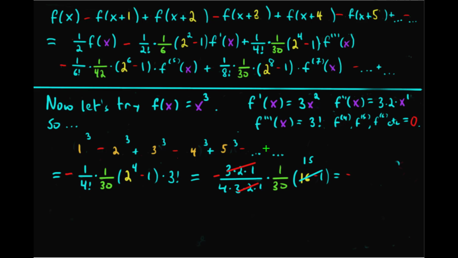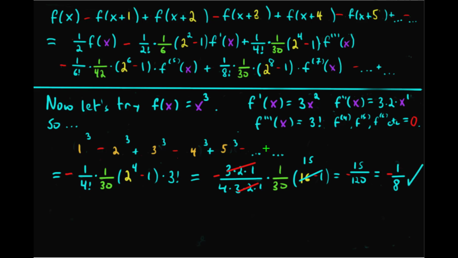And after I cancel some terms in the numerator and the denominator, I have that this equals negative 15 over 4 times 30, or negative 15 over 120, which equals negative 1/8, which is exactly what we found to be the value assigned to this divergent series by our other method.